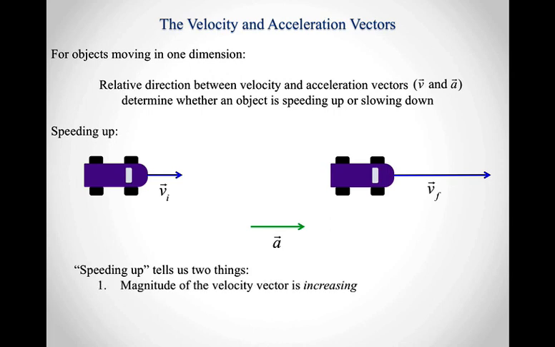The first is that the magnitude of the velocity vector is increasing. That's the one that we probably, from everyday language, typically think of. The important detail that we need to add to our understanding of what speeding up means, though, is it's also telling us that the velocity and acceleration vectors point in the same direction. So objects speed up because the acceleration vector points in the same direction as the velocity.